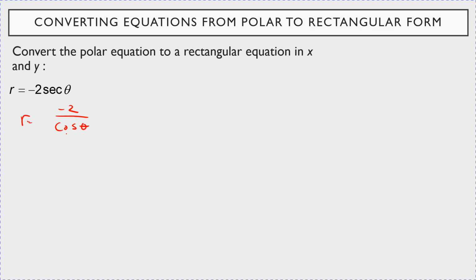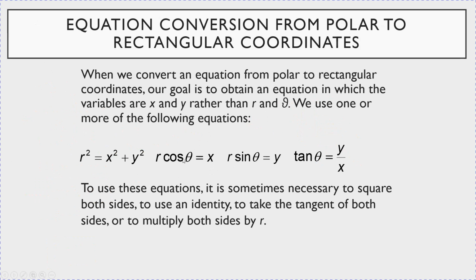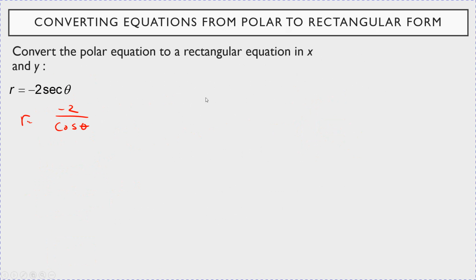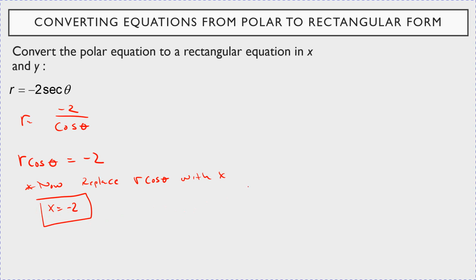Well, it's like, okay, well, I got an r and a cosine. If I can just get r times cosine of theta, that's equal to x. So let me cross multiply here. So I have r times cosine of theta is equal to -2. Now replace r cosine of theta with x. So this is just the equation x is equal to -2. So that graph is just a straight line like this, or a vertical line like this. Boom, we got it.